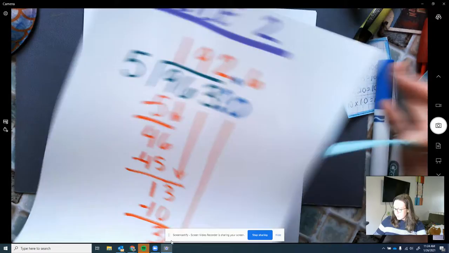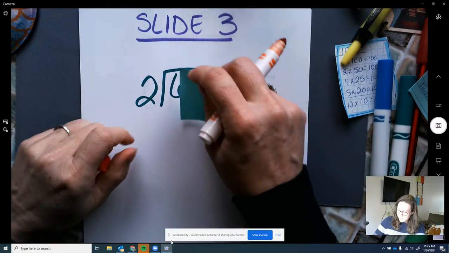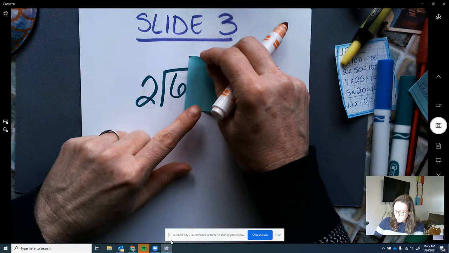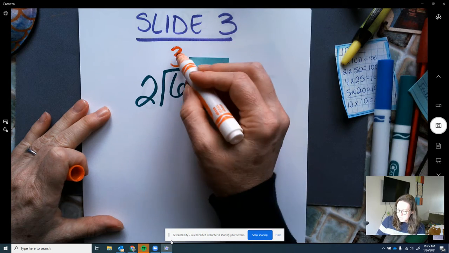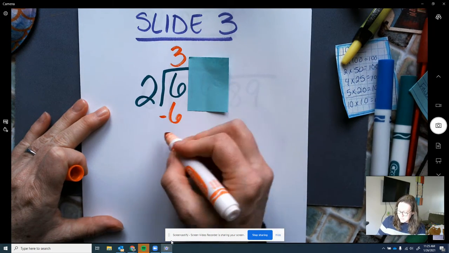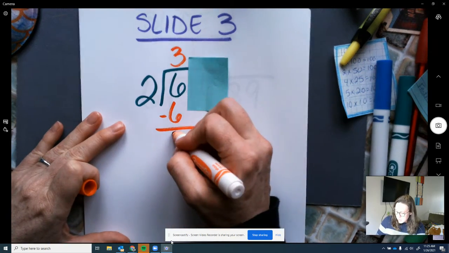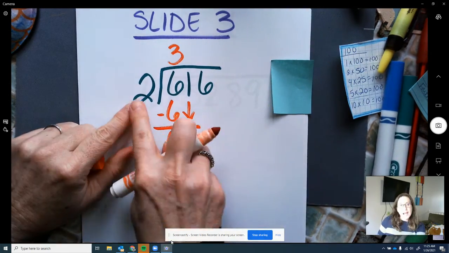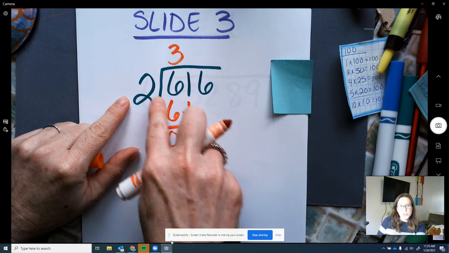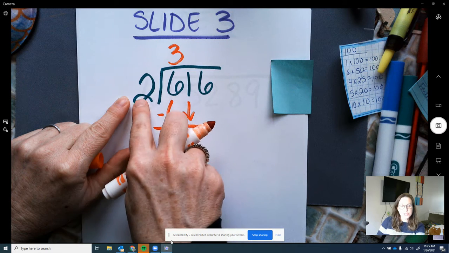All right, slide 3 is 2 into 616. So for slide 3, we're going to start with how many times does 2 go into 6? Well, it goes in 3 times, because 3 times 2 is exactly 6. We just don't want it to go over. It can be right on it, but it can't go over. I have nothing left. I'm going to bring down my 1. I have to say how many times 2 goes into 1. Don't mix it up. Don't say 1 goes into 2.